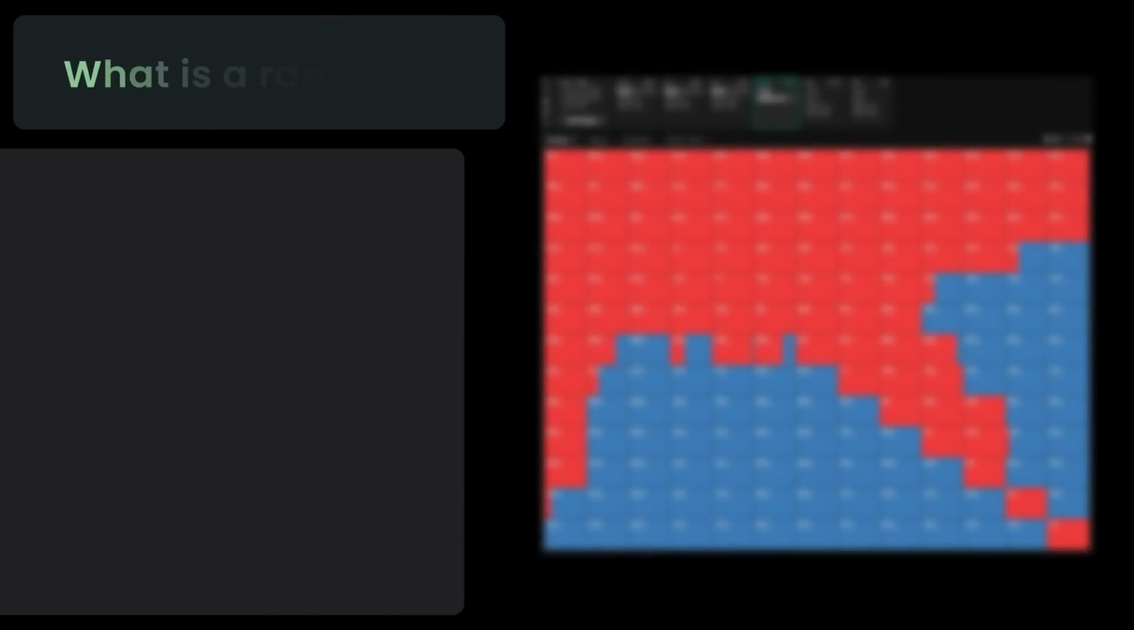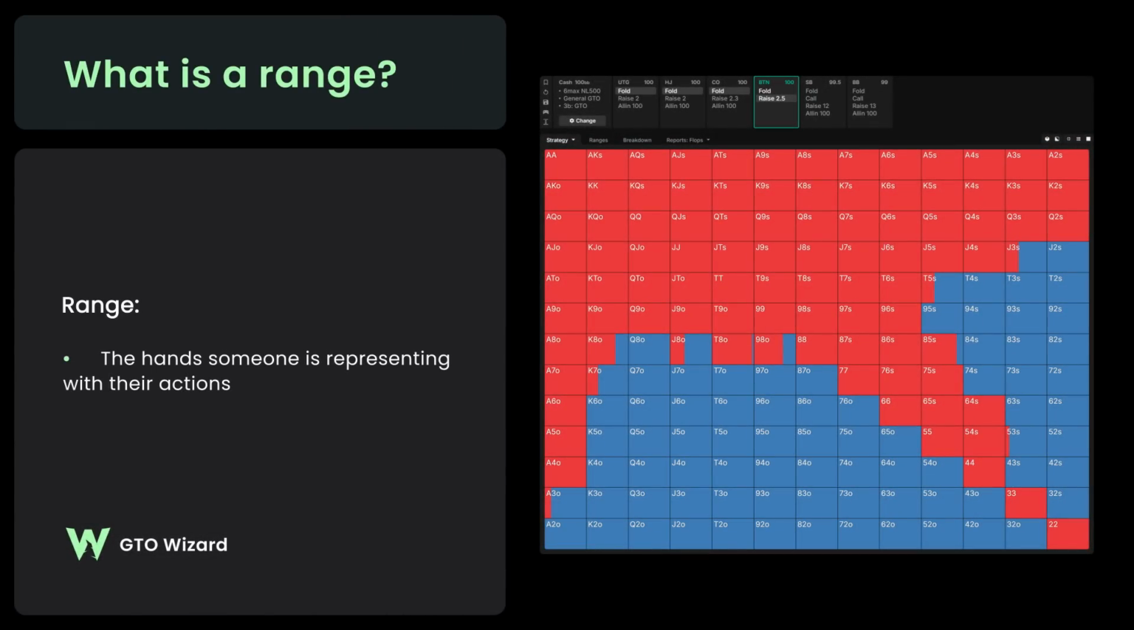A range in poker simply means the hands someone is representing with their actions. If you've ever studied a solver, looked at a pre-flop chart, or done any serious poker studying at all, you will have seen a range chart like the one on the right here. This simply represents the types of hands some player can have. The problem is, even if you know what a range is, most players lack the ability to think in terms of ranges during an actual game.